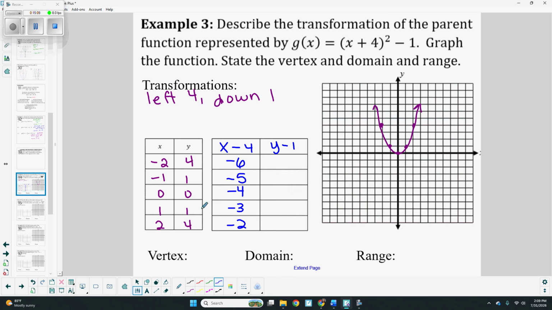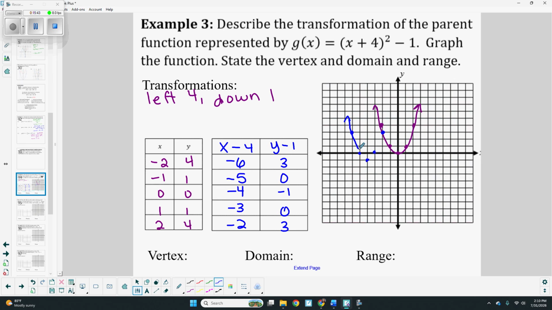And I'm going to take everything in the y column, and I'm going to -1. So that's 3, 0, -1, 0, 3. It should still follow the same pattern as before, right? These were all one apart like these were. These are going one number in the middle, those two match, just like before. So I'm going to graph -6, 3, -5, 0, -4, -1, -3, 0, and -2, 3.